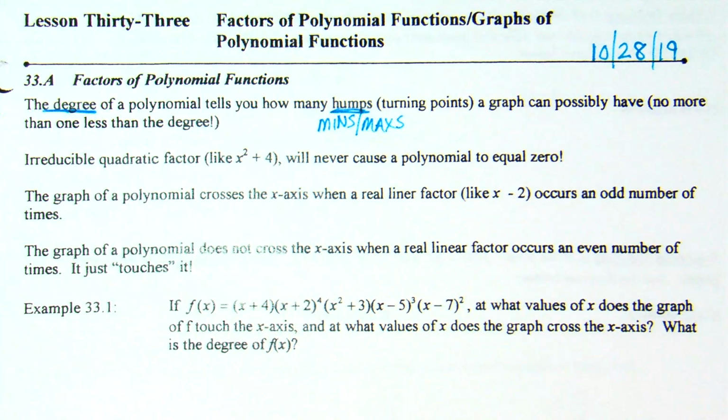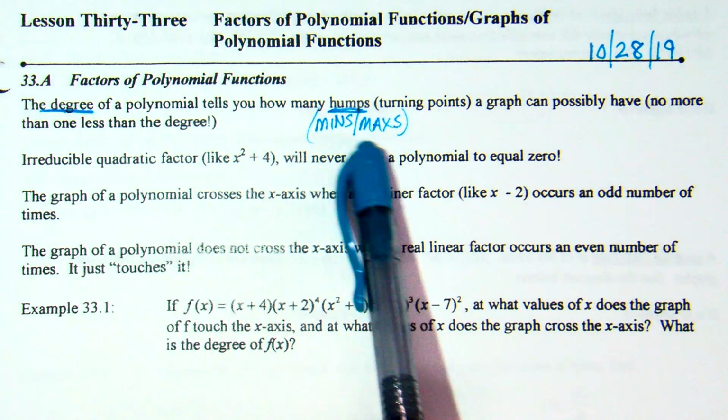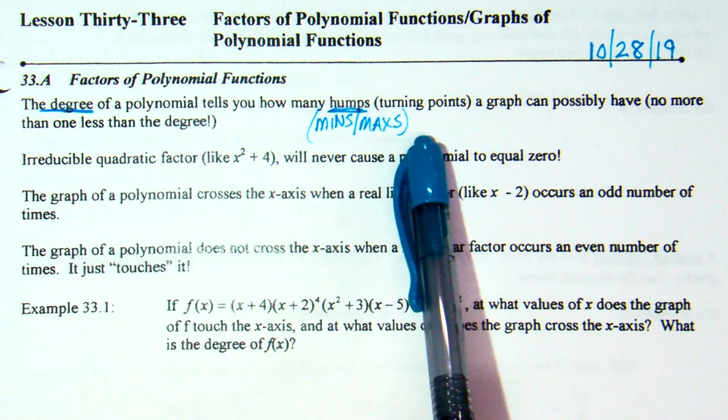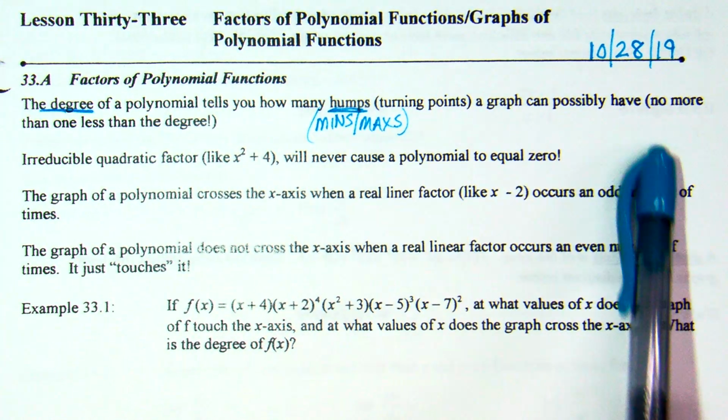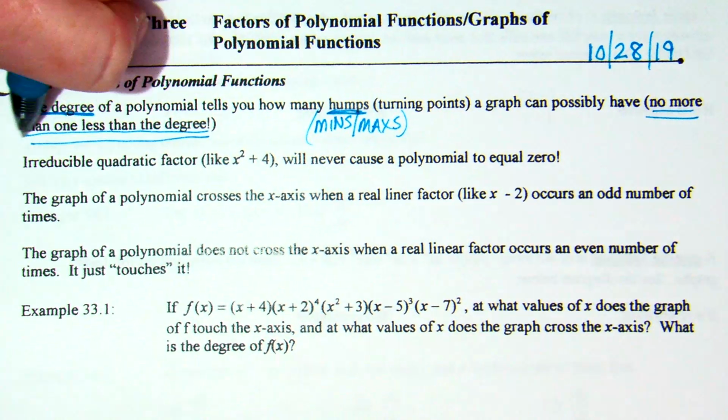Okay, so the degree of a polynomial, if you recall, first of all tells you how many possible zeros there are. Because if it's a fifth degree polynomial, there are how many zeros? There are up to 5 zeros. But in terms of mins and maxes, you can have up to 1 less, so that is 4 in that case. So it's no more than 1 less than the degree. Okay, so that's one thing to remember.